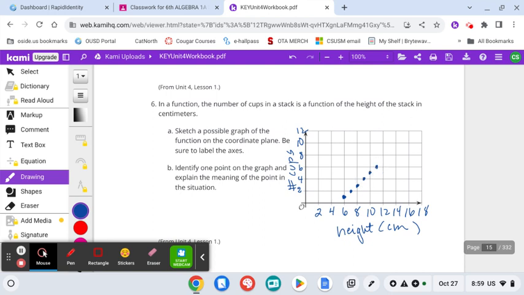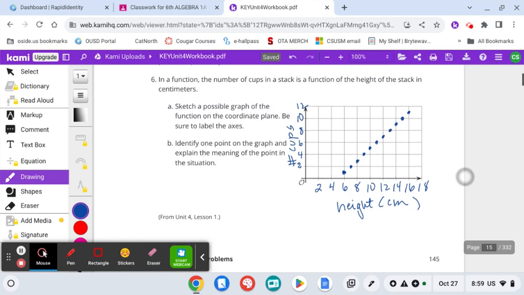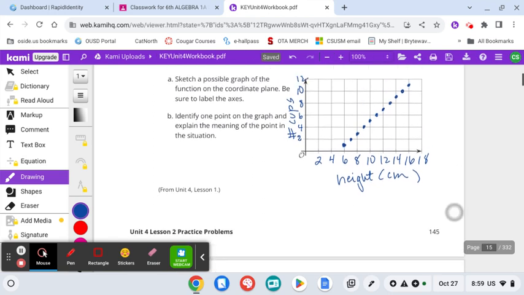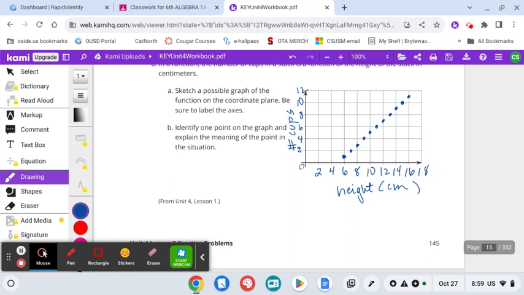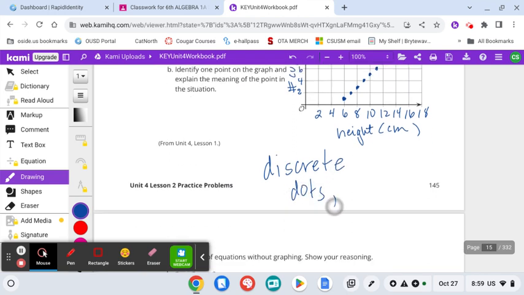Why is this not a connected line? Because we're adding a cup and then there's a new height. This is not something continuous like water that's flowing and constantly going, or time that's continuously going. This is just adding a cup and a new height. So do you guys remember the name for this? It's a discrete function where it's just dots, where it's not connected.